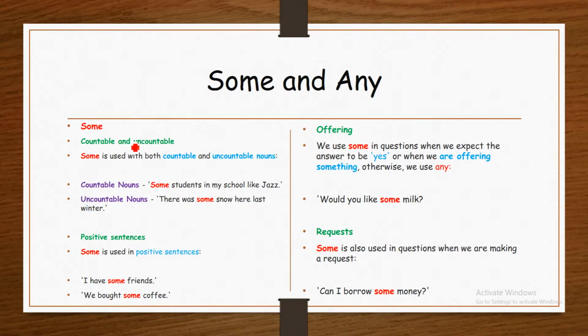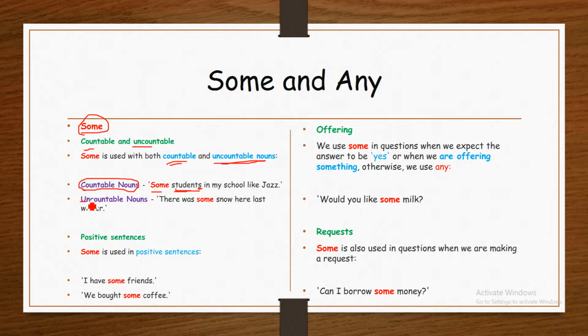Some and any. As we learned previously, some is used with both countable and uncountable nouns. With countable nouns: some students in my school like jazz. Some students is a countable noun. Do you remember it has the S? Some students in my school like jazz.